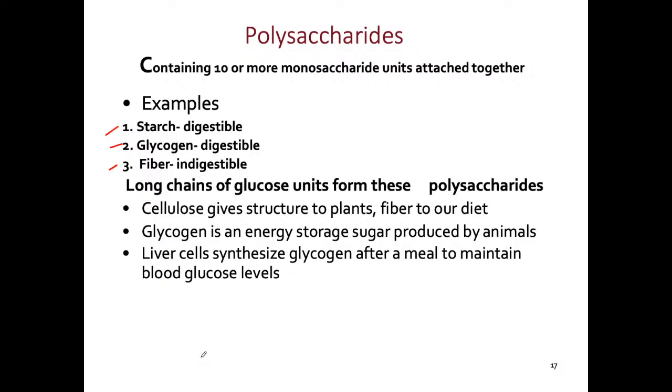Then the polysaccharides contain 10 or more monosaccharide units attached together. Examples are starch, which is digestible, glycogen, which is also digestible, and fiber, which is indigestible. Basically, polysaccharides are long chains of glucose units. Cellulose gives structure to plants and fiber to our diet, and glycogen is the energy storage sugar produced by animals, and liver cells synthesize glycogen after a meal to maintain blood glucose level.